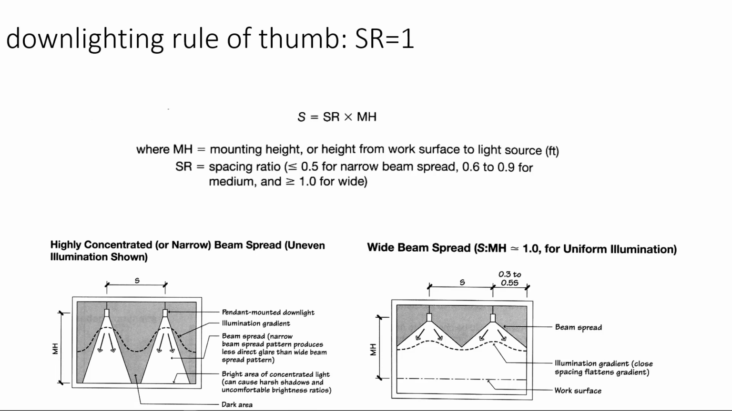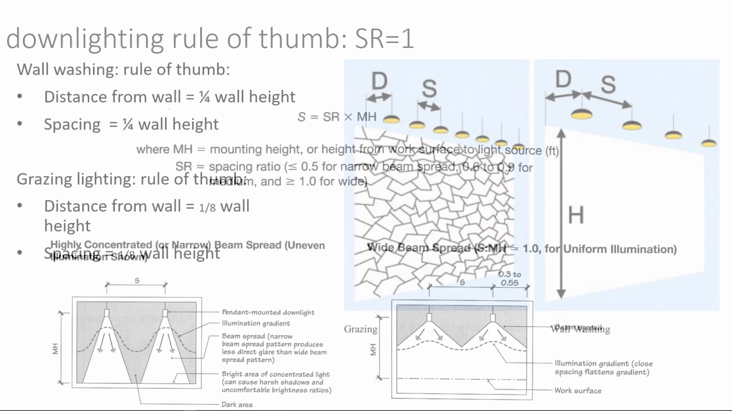Now, this works also if you are dangling fixtures from the ceiling, dangling point source fixtures. And this really only works for things like recessed cans. What you will find when you look at actual manufacturers' data is that they publish the spacing ratio in their data, and then you can plunk that into the calculation and get an exact spacing. But for schematics, you just want a general idea.